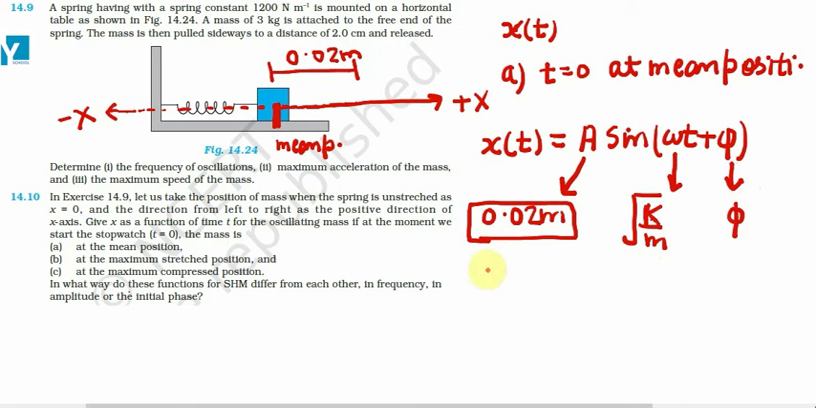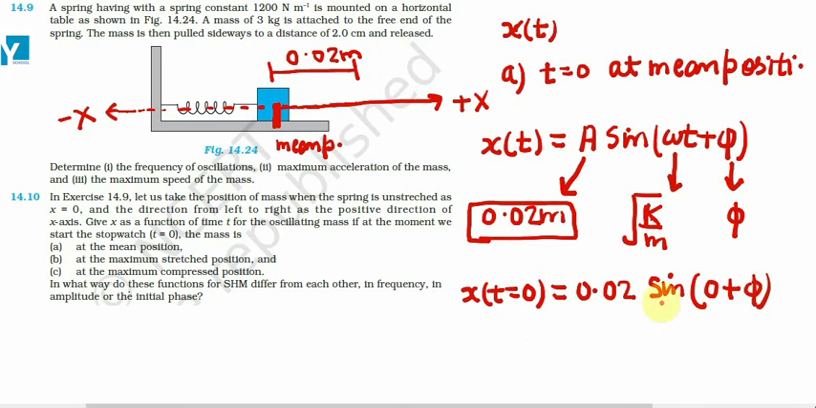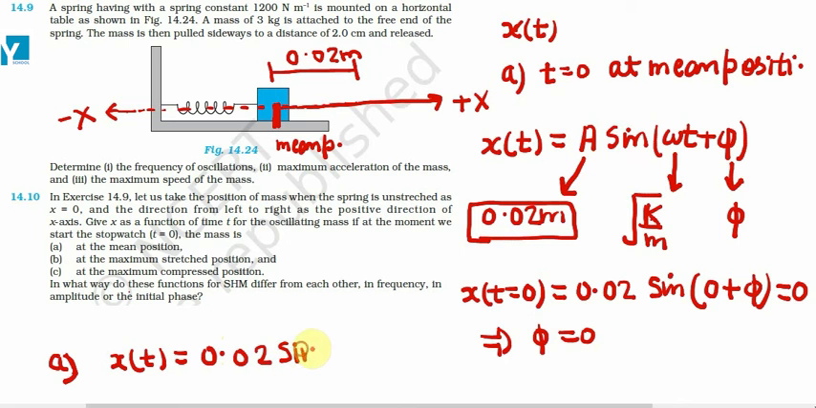So according to part A, at t equal to 0 my block was at mean position, meaning its displacement was 0. So x at t equal to 0, which is equal to 0.02 sin of 0 plus phi, will be equal to 0. This implies phi is equal to 0. So according to option A, when t equal to 0 my block was at mean position, the expression of its displacement will be written as 0.02 sin of omega t.